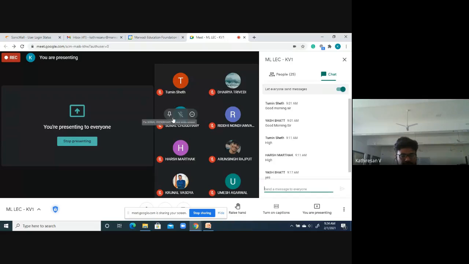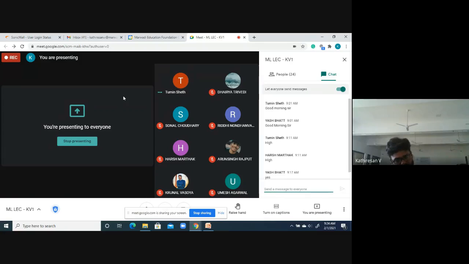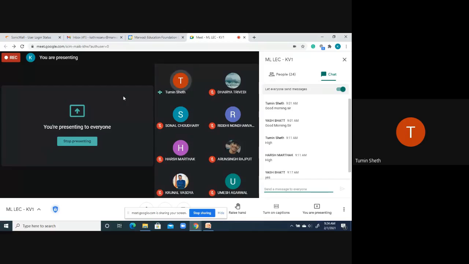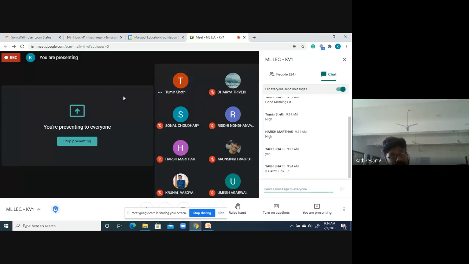Tumin, Dairya, Sonal, Riddhi, unmute yourself and answer. So the difference would be that we'll add multiple variables, whereas you have this single line, y equals mx plus c, which is based on one single variable. X is the only independent variable. Yeah, I agree with you. I'm asking, what is the equation for the parabolic curve?